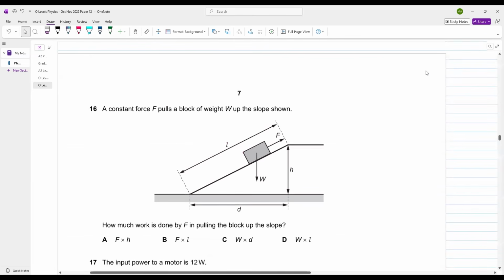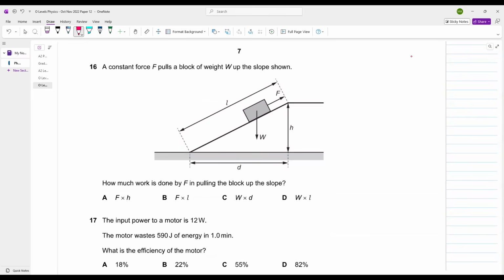Now come ahead, son. How much work is done by force F? Force F is acting diagonally. So you will take the diagonal distance as well. What will the work done be? Force into L. B is your answer.